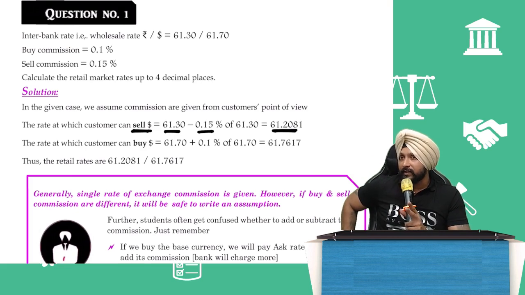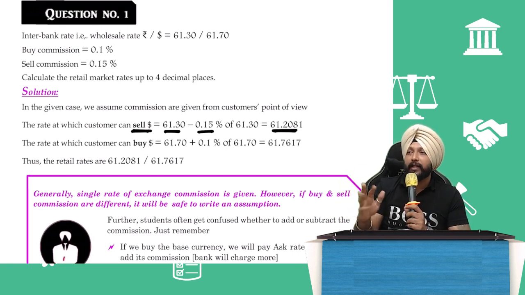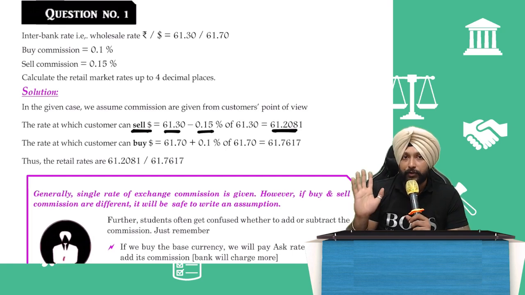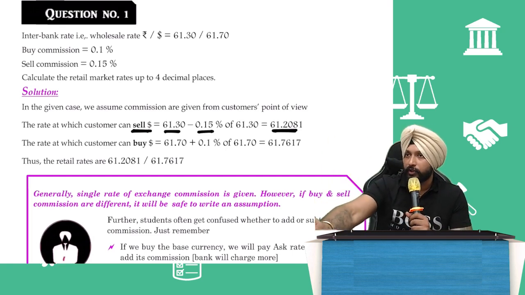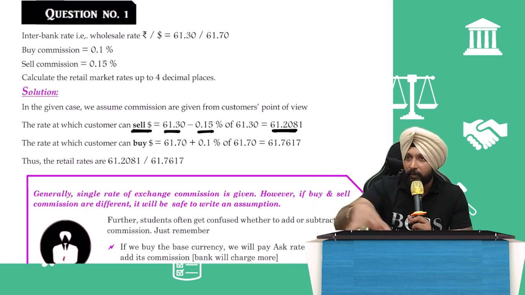Vulnerability is very high in this. There are chances that you commit a mistake. Some of you have a tendency to always add commission and some of you have a tendency to always subtract commission. Just giving you a hint, because down the line we will do some questions where you will make a mistake. So remember what I told you.